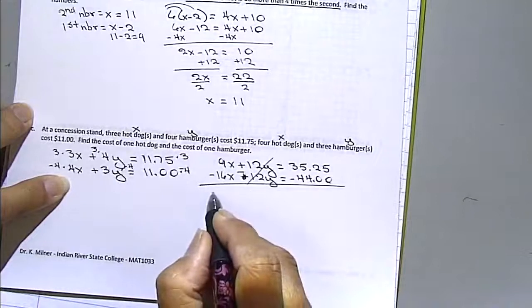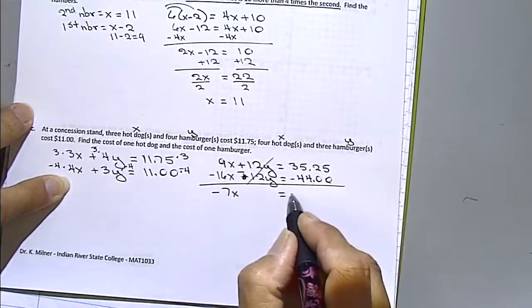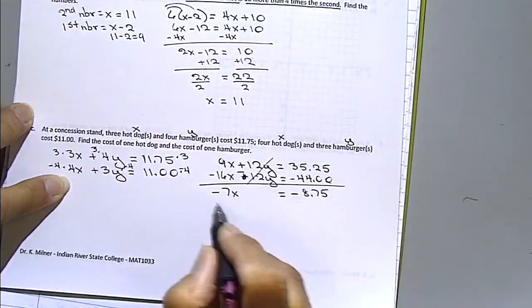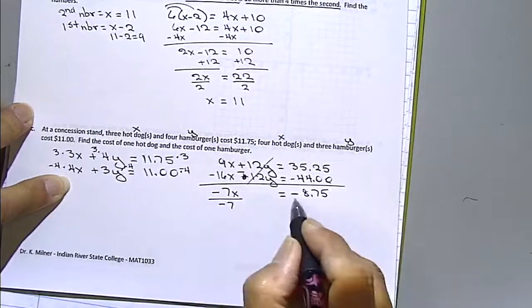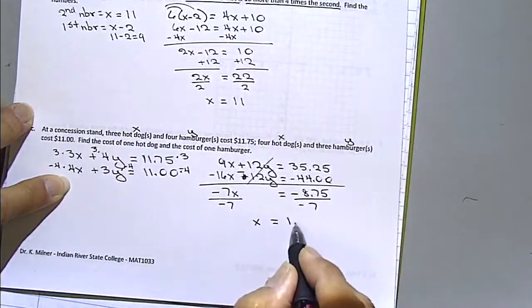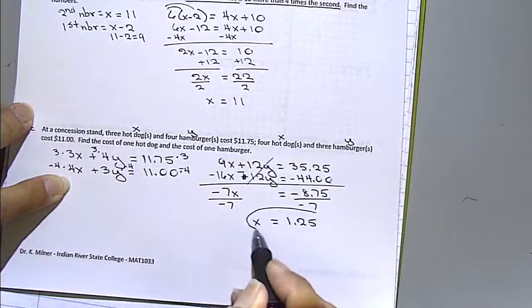All right, now I can add them together, and I will eliminate these 12 y's. What do I end up with? I end up with a negative 7x, and that negative 7x is equal to a negative 875. And then when I divide by a negative 7, I end up with x is equal to a positive $1.25. That is the cost of what? My hot dogs, right? There's one of my answers.